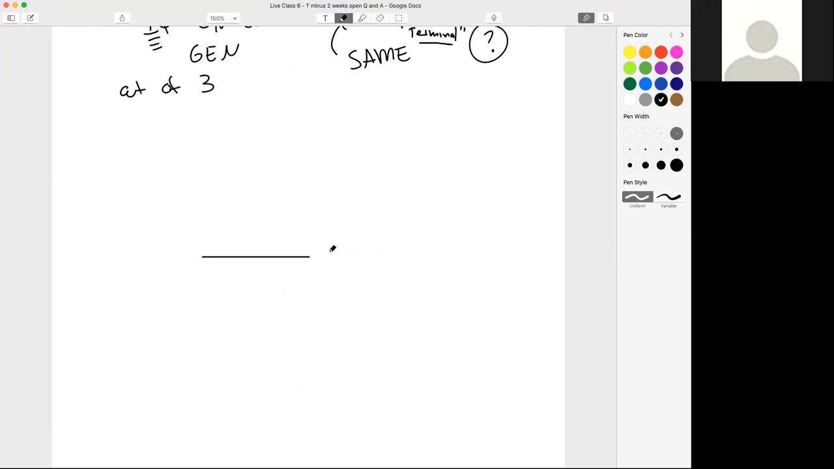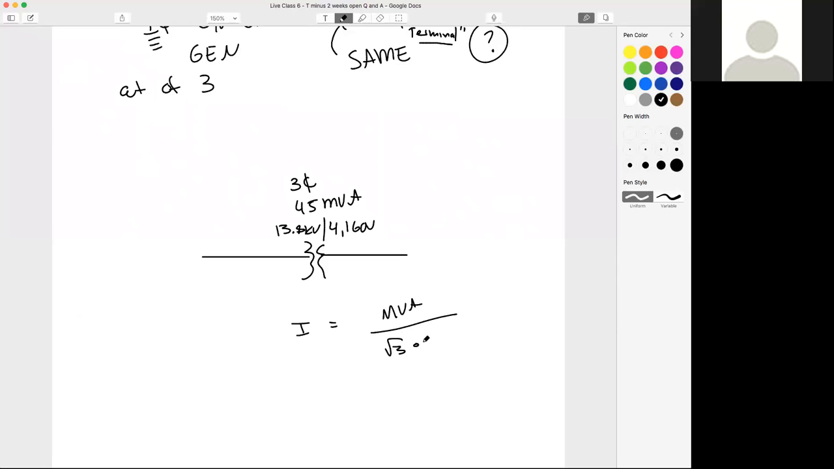So let's say we've got a transformer, right? We'll say 3-phase, 45 MVA. And let's say 13.8 kV, step down to 4160 volts, right? Pretty common. Now, when we calculate I using, I'm going to write it out just like you wrote it in the chat. We'll talk about it. Times the square root 3 times a V.